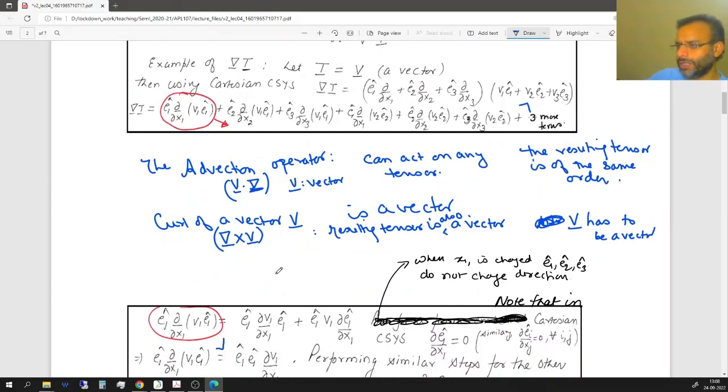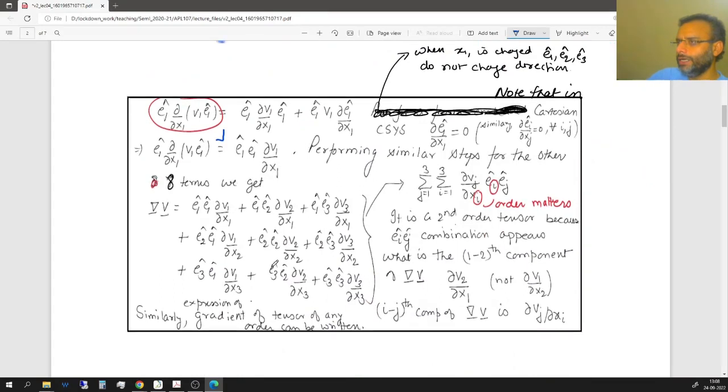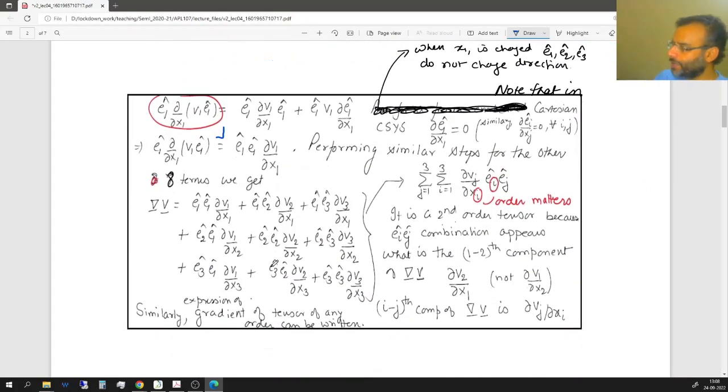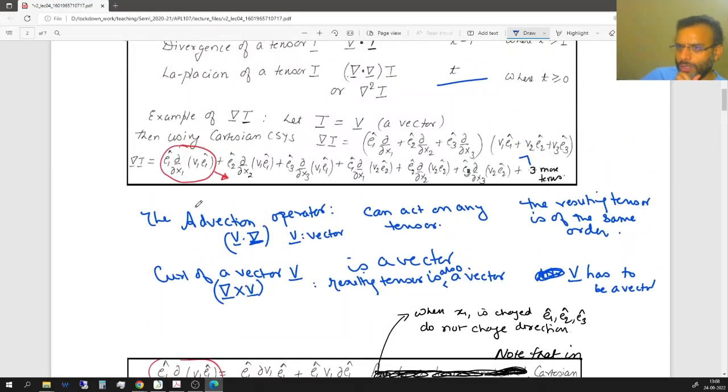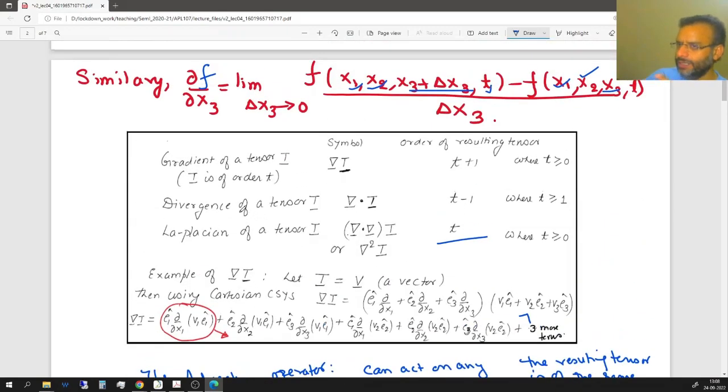Now let's look at details of these operations, and we are interested in simplifying the expression of these operations as much as possible using our Cartesian coordinate system. So let's start with the gradient of a tensor. For illustration purposes, I'm going to take t as a vector, but as I said earlier, the gradient operation is viable for tensors of all order.